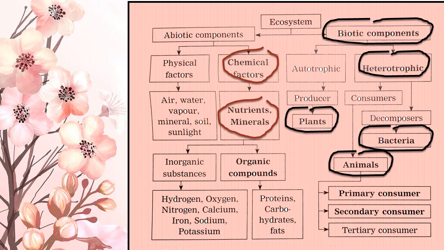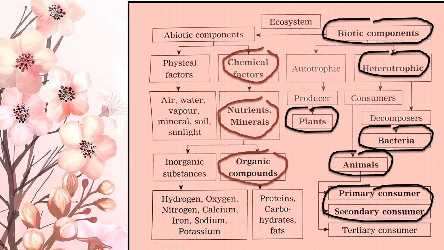In animals we have three types of consumers: primary consumer, secondary consumer and tertiary consumer. Primary consumers are the consumers which are dependent on the producers like plants. Secondary consumers are the consumers which depend on the primary consumers, like carnivores and omnivores. And tertiary consumers are the top level consumers.